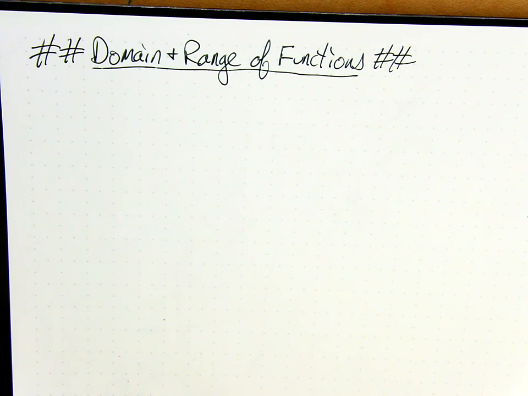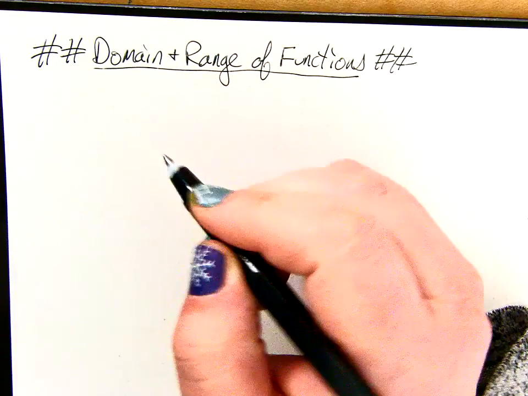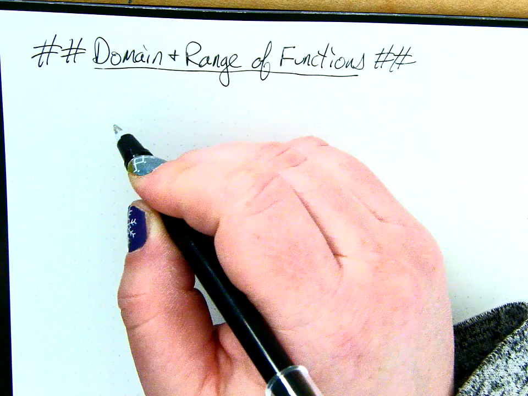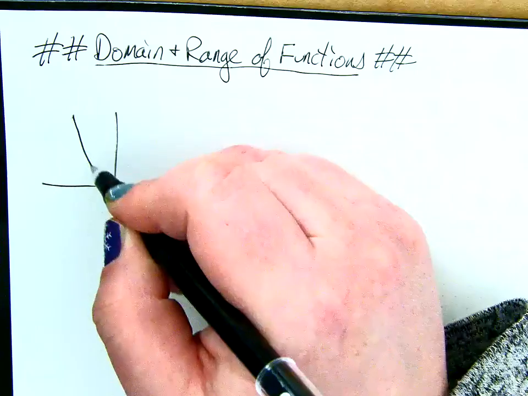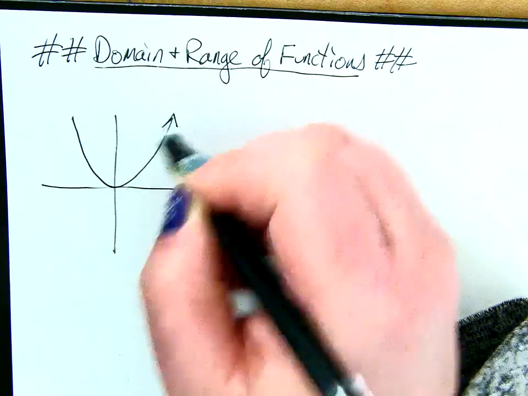Domain and range of functions. So we have talked about these sort of when we did each one. Okay, so if you recall, let me just give you a little graph. If I just graph the parent function for a quadratic, it goes through 0, 0, kind of looks like that.